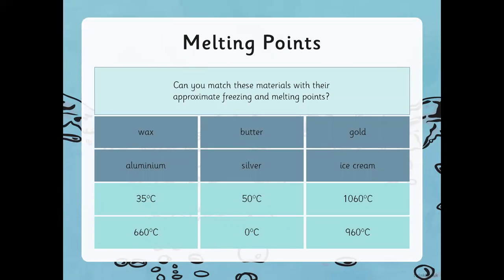Can you match these materials with their approximate freezing and melting points? So we've got wax, butter, gold, aluminium, silver, and ice cream. Let's have a look. How did you do? Well, we don't know yet. We need the answers, don't we? Why would it be useful for somebody to know the freezing and melting points of these materials? Who might need to know the freezing and melting points?